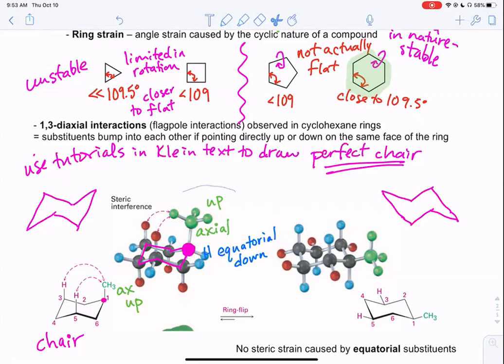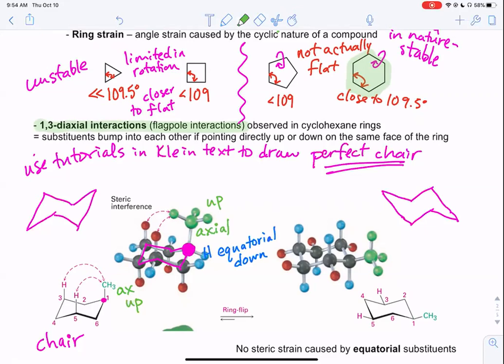Now, going back to this axial substituent, we're thinking about electron cloud repulsions. And here they're showing that because those groups, specifically those hydrogens, or the part of the methyl group, can bump into the other axial hydrogens, it causes what we call 1,3 diaxial interactions, also known as flagpole interactions. So you're picturing those two flagpoles sticking up, and then they're bumping into each other.